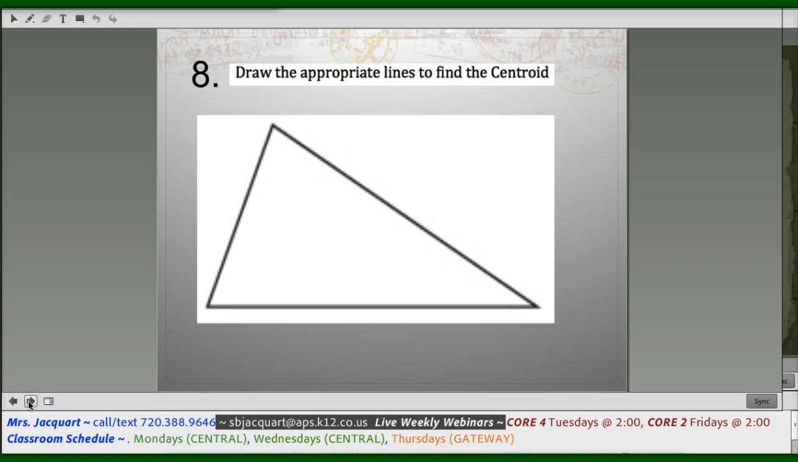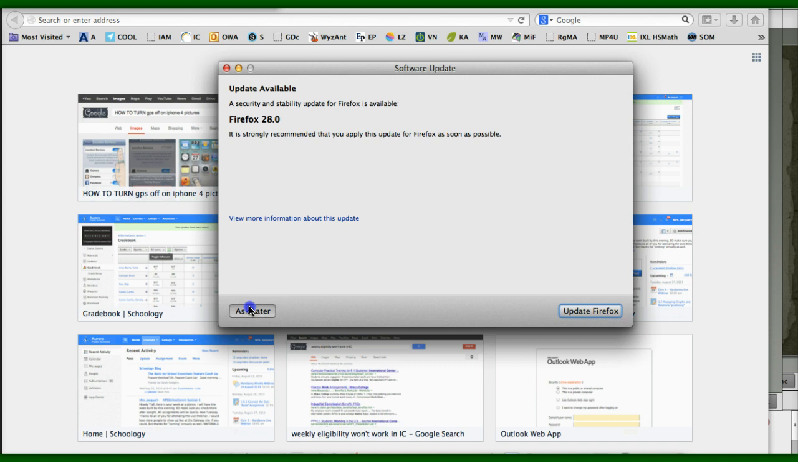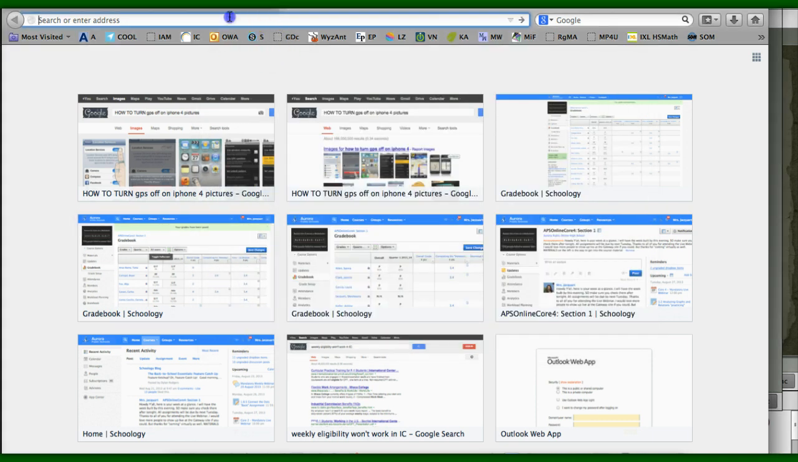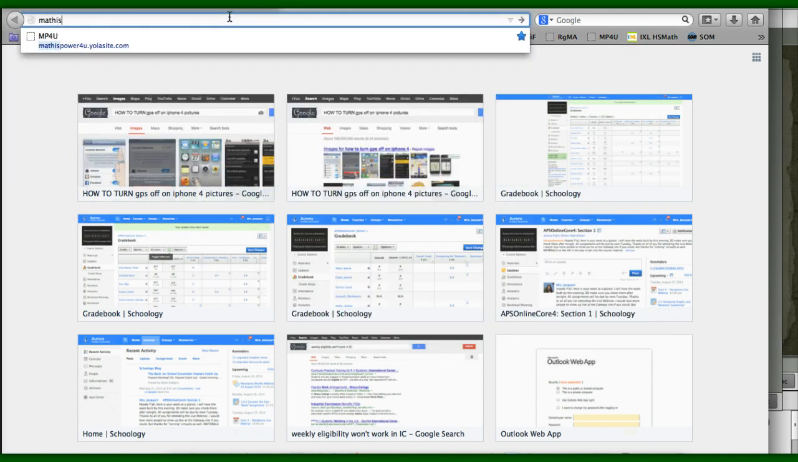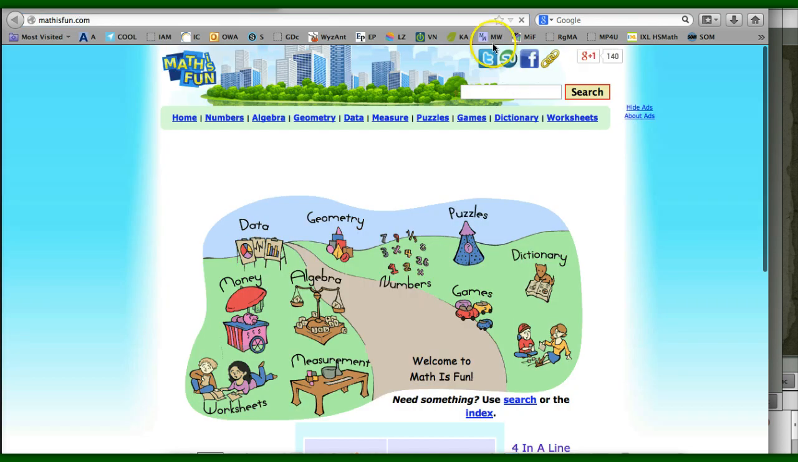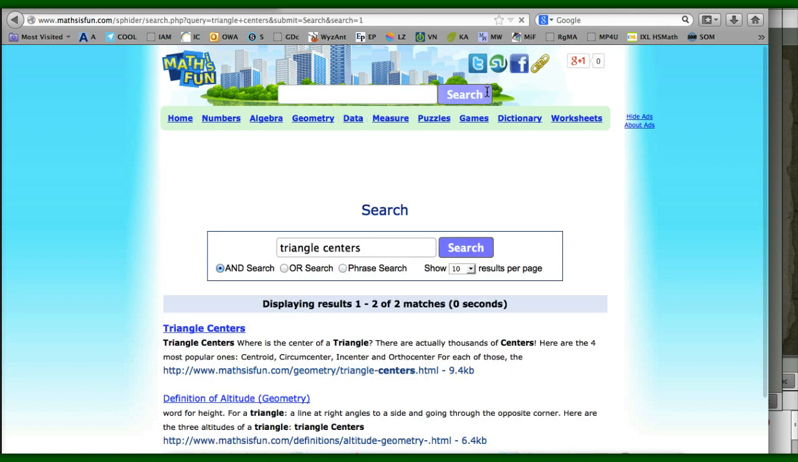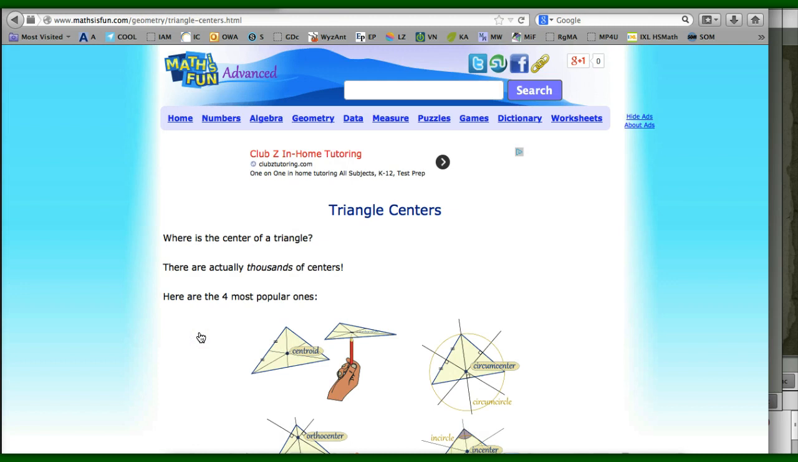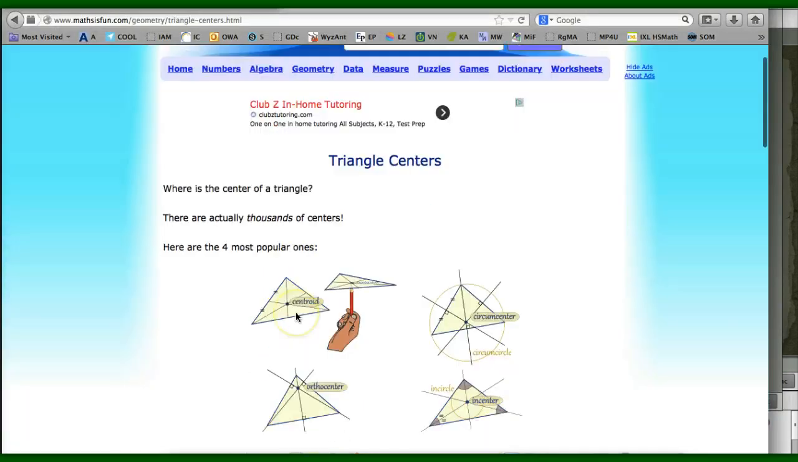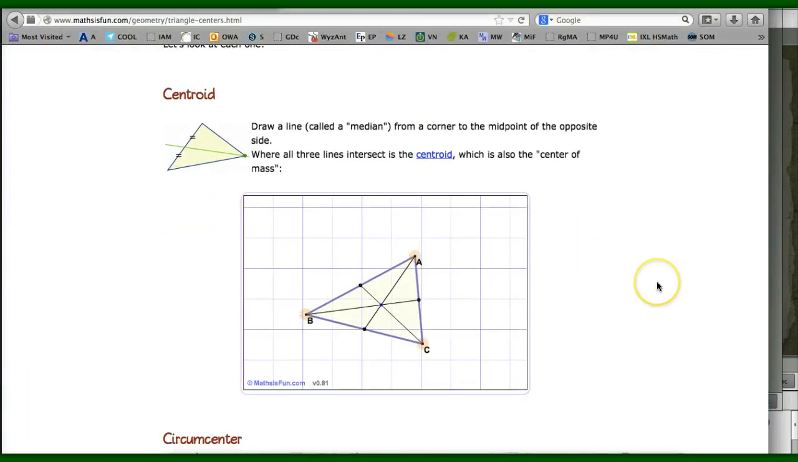All right. Draw the appropriate lines to find the centroid. So what I'm going to do is show you a really cool math website. Ask me later. mathisfun.com. And I'm going to type in here triangle centers, and select triangle centers. And guess what? It's going to tell me how to find a centroid. Okay, so if you can read that, it says centroids: draw a line called the median from a corner to the midpoint of the opposite side. Where all three lines intersect is a centroid.